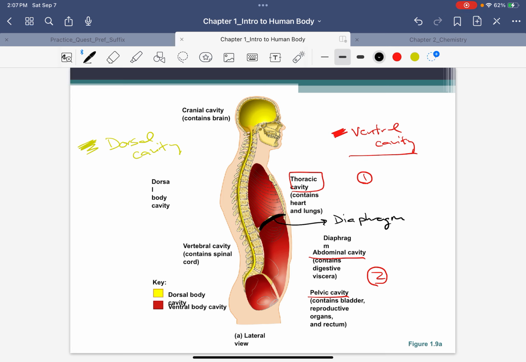Then we look at the dorsal cavity. That's on the back, and the dorsal cavity has two subdivisions. The cranial cavity, which of course contains the brain, and the vertebral cavity, which of course contains the spinal cord. So make sure you review these body cavities or subdivisions and what organs are housed in each.